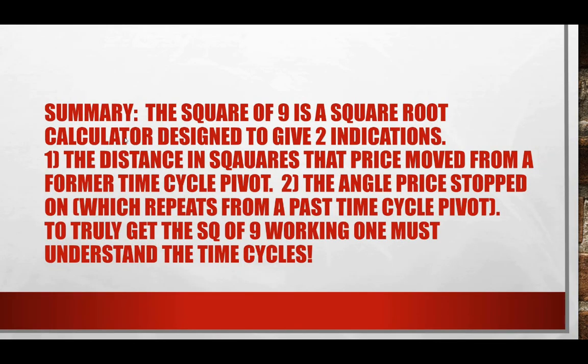Okay? So in summary, the square of 9 is a square root calculator designed to give two indications. Number 1, the distance in squares that price moved from a former time cycle pivot. Number 2, the angle price stopped on, which repeats from a past time cycle pivot. To truly get the square of 9 working, one must understand the time cycles.